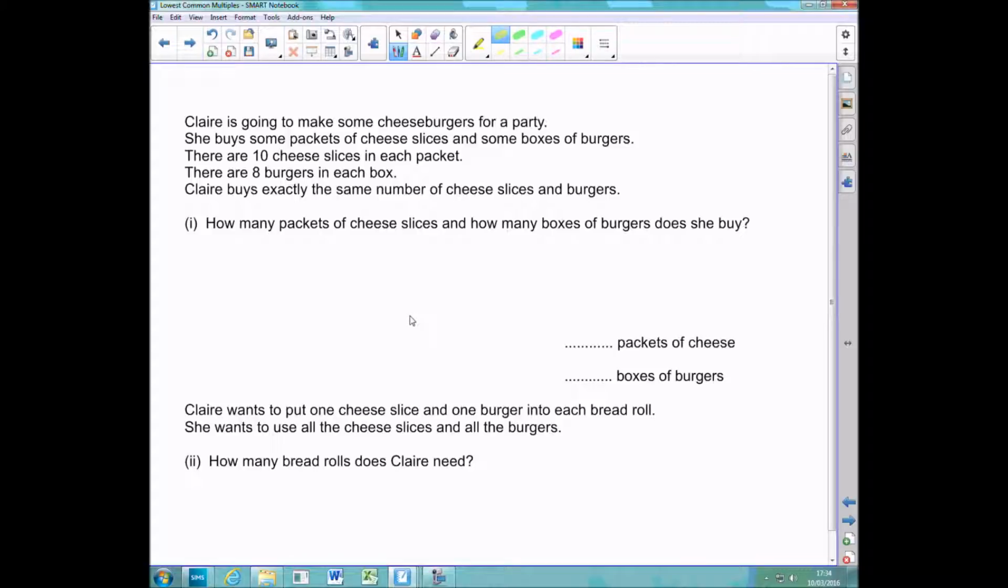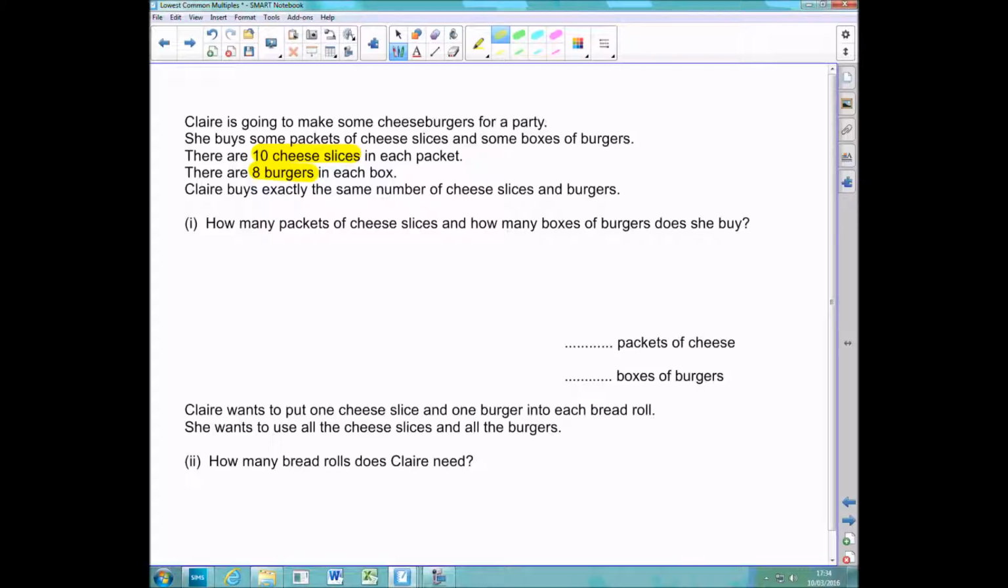Now we're going to read through it again and just pick out the key bits of information. The first two lines, the fact that she's making some cheeseburgers and she's going to buy some packets of cheese and some boxes of burgers, are just general background, giving context to the question. They're not really useful to answer our question. But the next line says that there are 10 cheese slices in each packet, and the next line mentions that there are 8 burgers in each box.